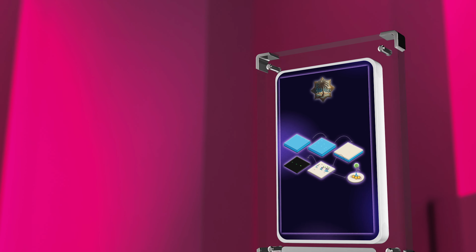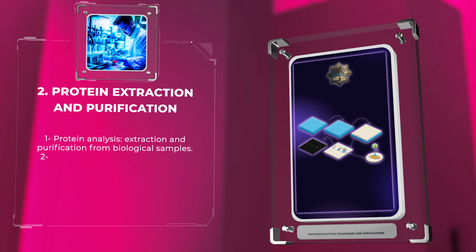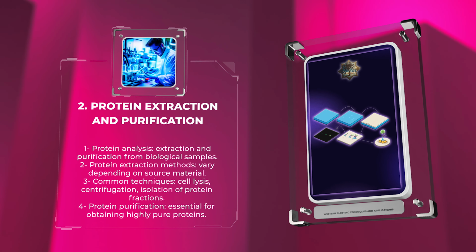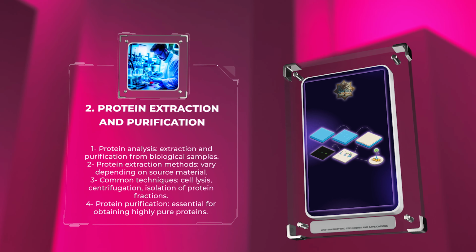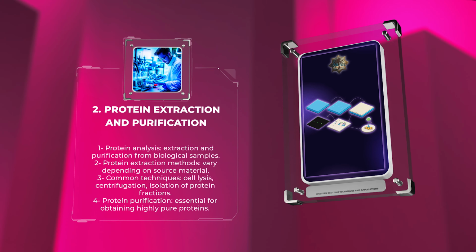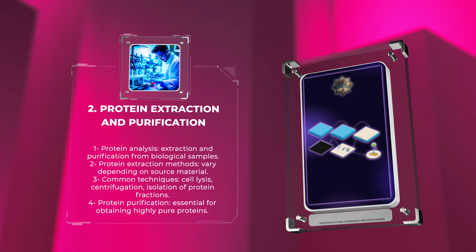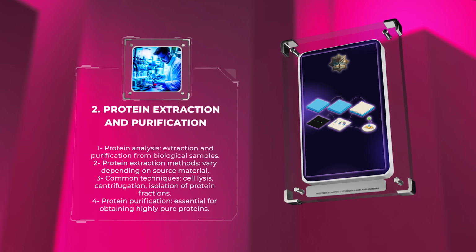To analyze proteins, they must be extracted and purified from biological samples. Protein extraction methods vary depending on the source material, ranging from cellular lysates to subcellular fractions. Common techniques include cell lysis, centrifugation to remove cellular debris, and isolation of desired protein fractions.